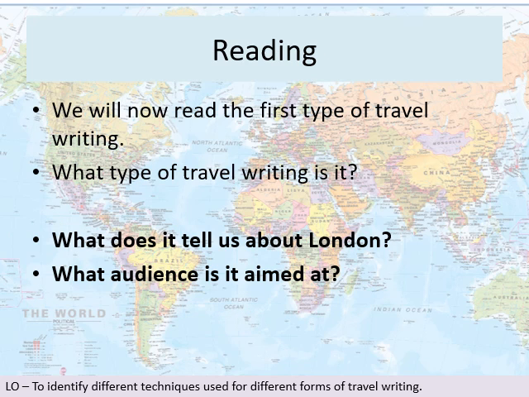We've got two types of travel writing coming up. Remember the mind map we did the other day with all the different types of travel writing on it. I want you to see if you can identify what type of travel writing this first one is, and make a couple of notes about what it tells us about London. Write down two things that it tells us about London, and what audience you think it's aimed at. Who would the writer like to read this?